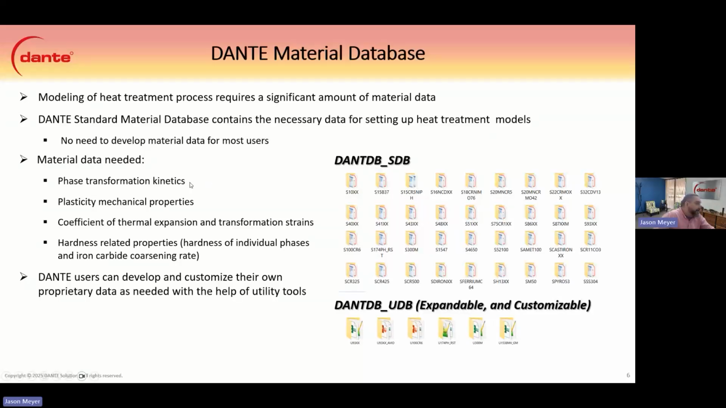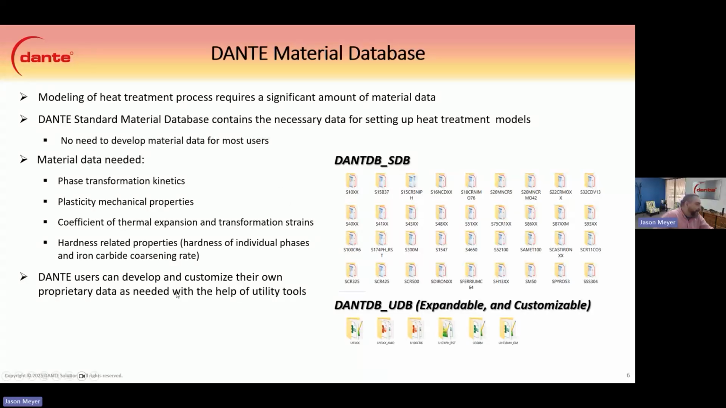Like I said, they include the phase transformation kinetics in these folders as well, along with the plasticity model. Mechanical properties are in these. We also have thermal properties like coefficient of thermal expansion and transformational strains. And we have hardness related properties, including individual phases and carbon and carbides, coarsening rates and so on, depending on the material. And all of these have been validated through experiments over the years that we've been working with these. And then we continue to update to make sure the models are still valid.